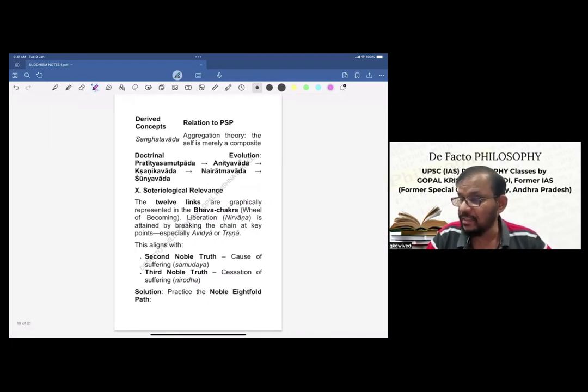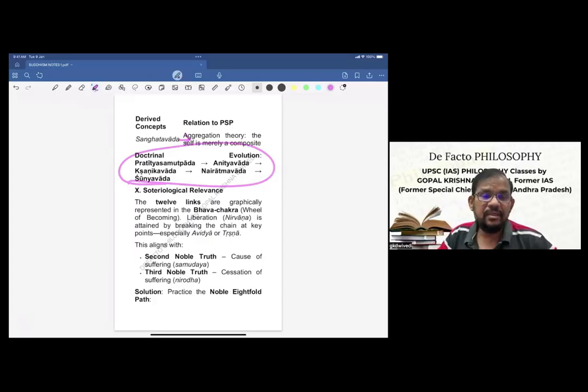Then another, Sanghatavada, is there, the aggregation theory. The self is merely a composite. So this is again dependent on that. And how one doctrine is linked to the other in Buddhism, evolving from one another: see, Pratityasamutpada leads to Anityavada. Anityavada leads to Kshanikavada. Kshanikavada leads to Anatmavada. Anatmavada leads to Shunyavada. So all these doctrines are related to each other, one leads to the other. So this is again a very important thing.